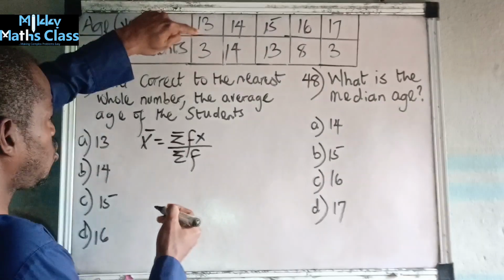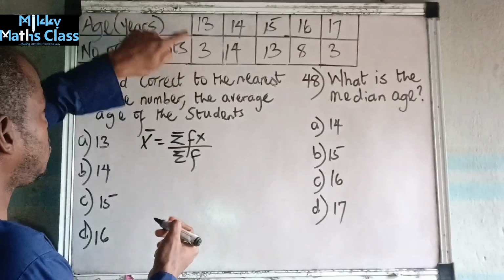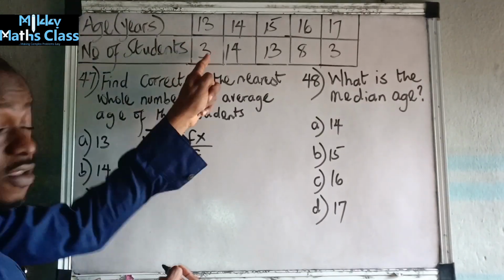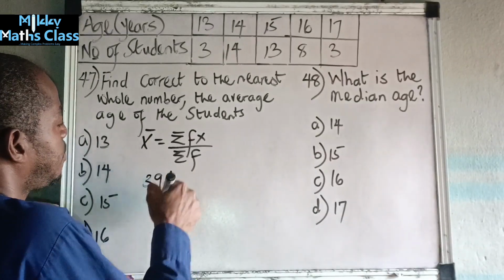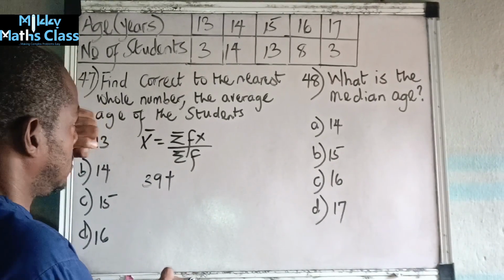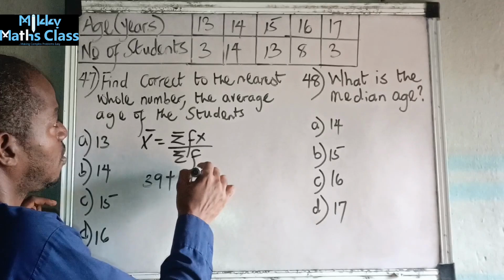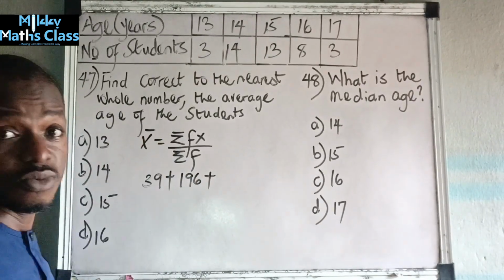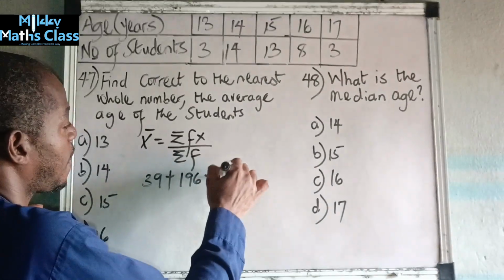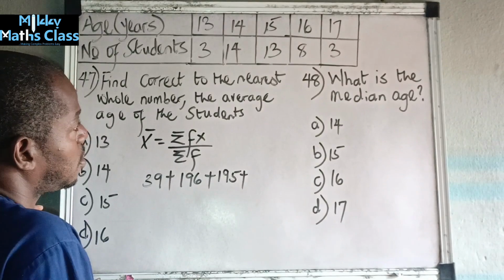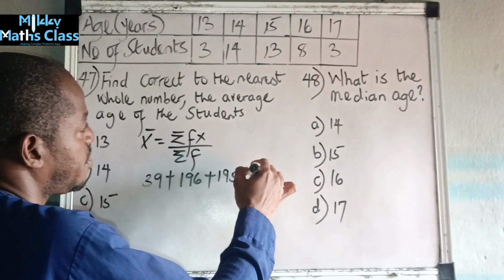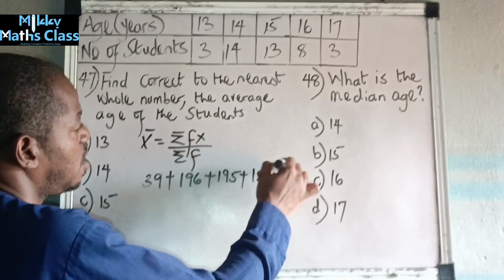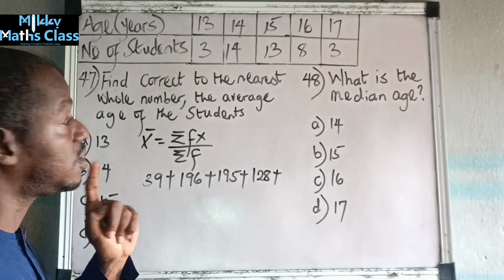Okay, so our summation of f of x, that's this times this, our x times the frequency. So this is 13 times 9, that's 39, plus 14 times 14, that will give us 196. 15 times 30 will give us 195. This one, 16 times 8 will give us 128. Then 13 times 17 will give us 51.